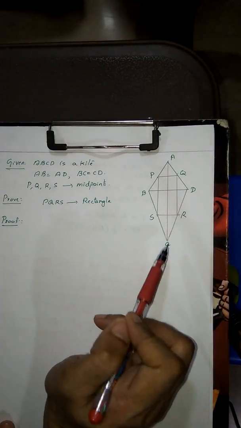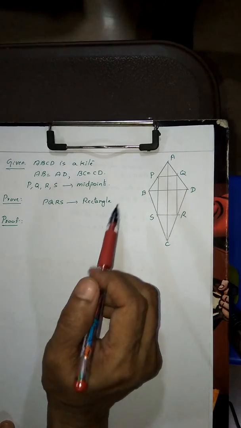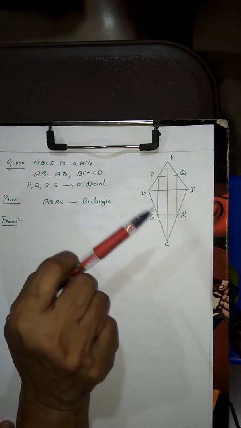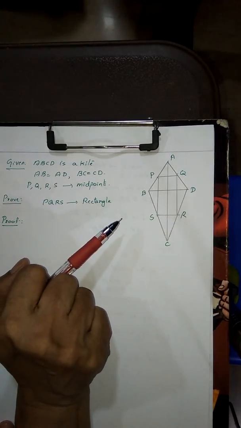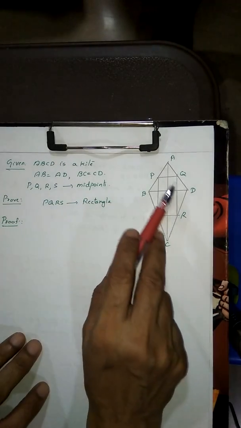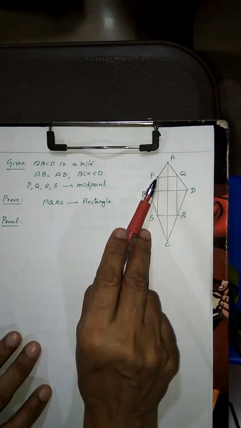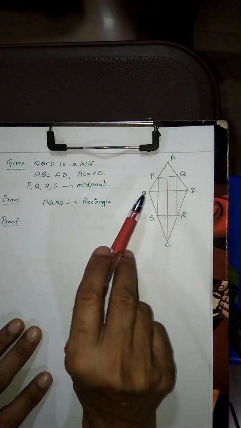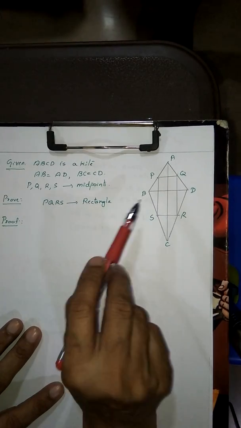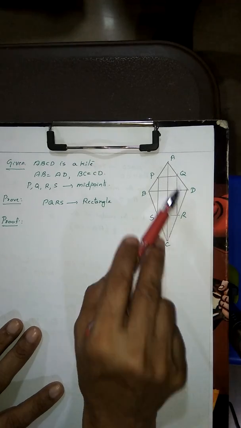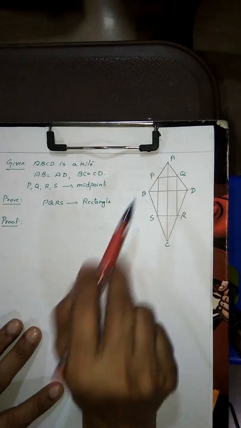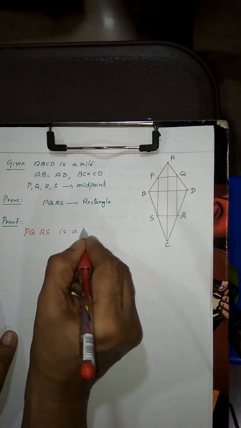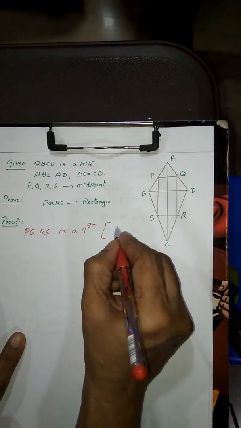Here it is given ABCD is a kite. So in a kite, two adjacent sides are equal. That is AB is equal to AD and BC is equal to CD. That is the characteristic of a kite. And it is given P, Q, R, S are the midpoints of the sides. Now we have to prove PQRS is a rectangle. So again, as usual, we have to first prove PQRS is a parallelogram. The same procedure, same method.